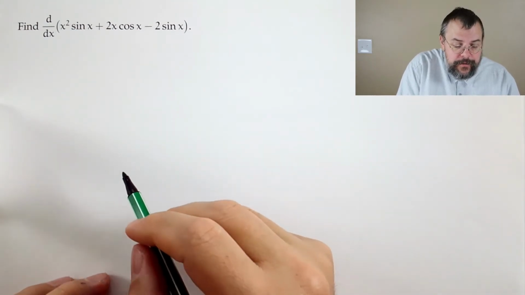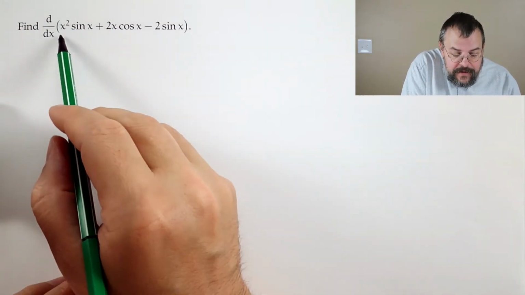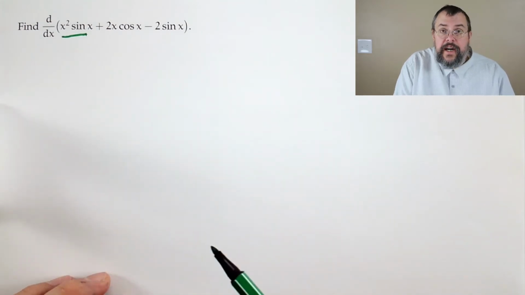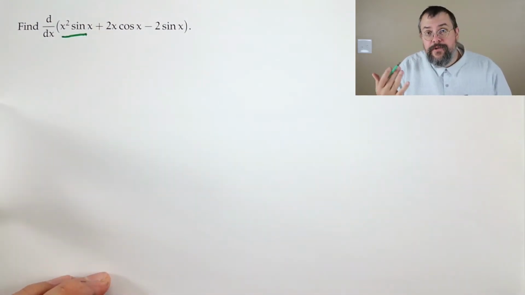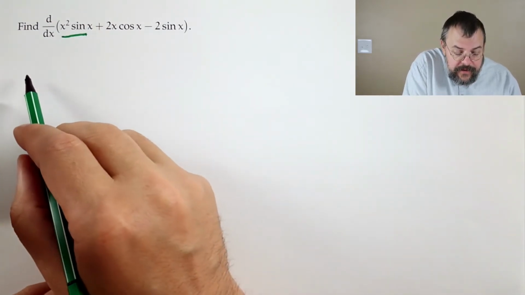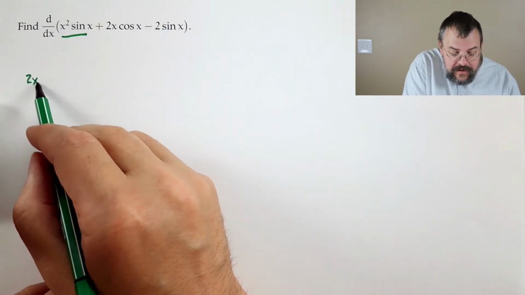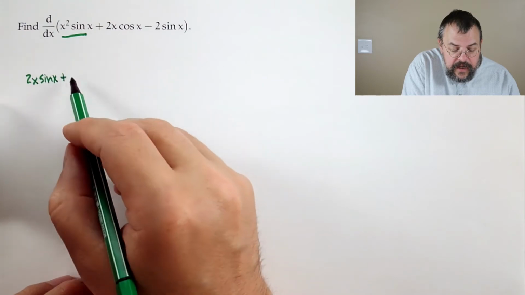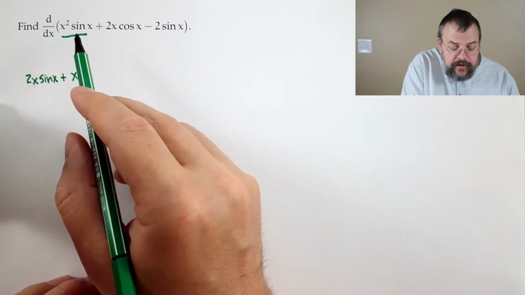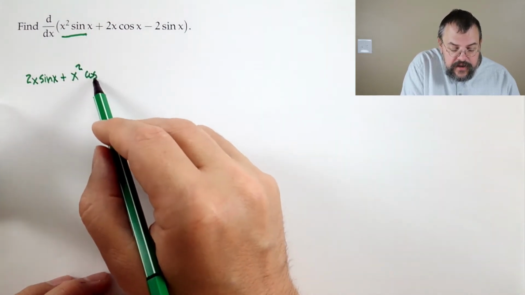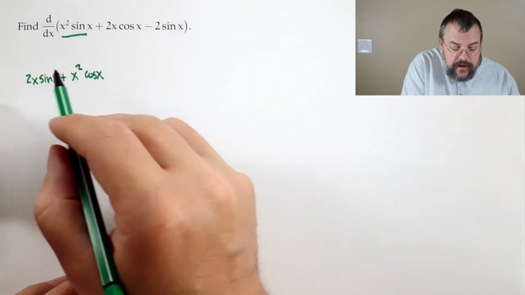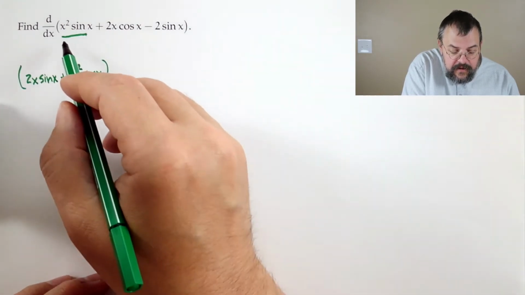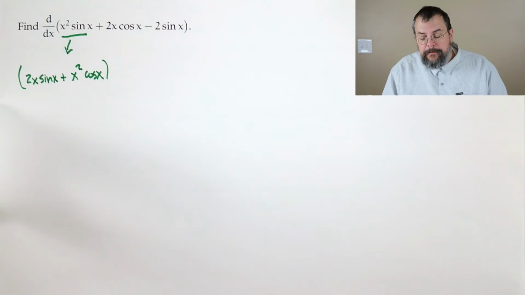So what do we do? Well, we're going to go through it piece by piece. Now, the first part, x squared sine of x, that's a product. So we'll do a product rule. The derivative of the first, 2x times the second, sine x plus the first, x squared, times the derivative of the second, cosine x. Then we go, okay, that's our first piece. So that's where that came from.